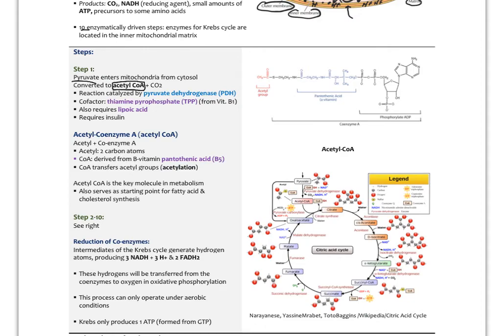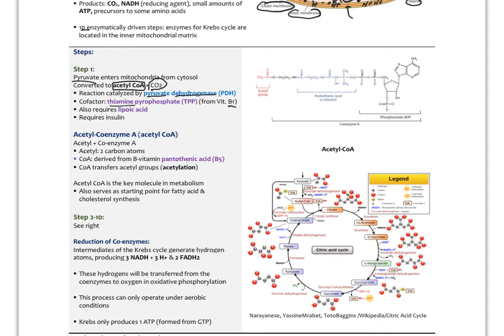The reaction converting pyruvate to acetyl-CoA is via pyruvate dehydrogenase. The net effect is to make, from pyruvate, acetyl-CoA plus carbon dioxide. So this is where one molecule of carbon dioxide comes off in the reaction. That's going to be our first place where CO2 is given off. This enzyme needs various cofactors, and here is where vitamin B1 comes in. Vitamin B1 is called thiamine. So thiamine pyrophosphate, or TPP, is the activated form of vitamin B1.